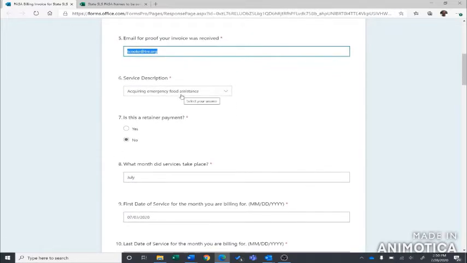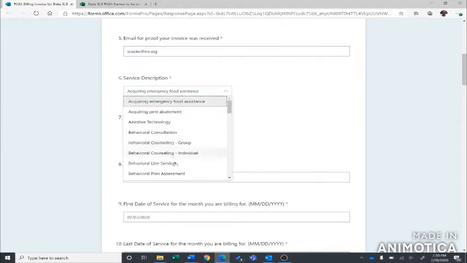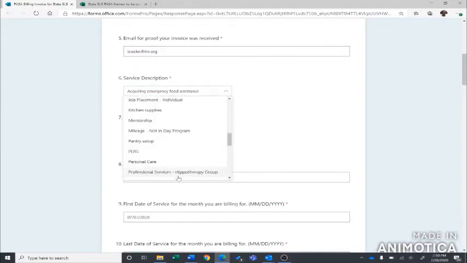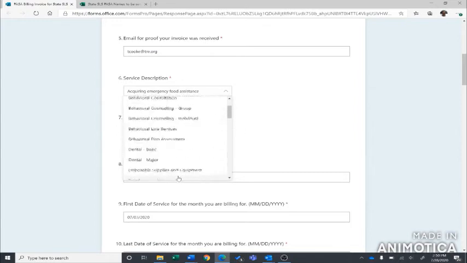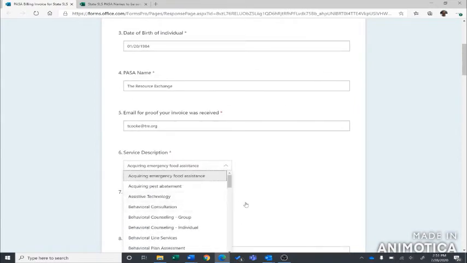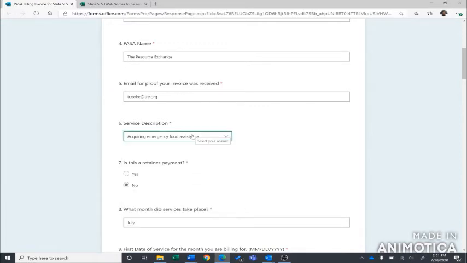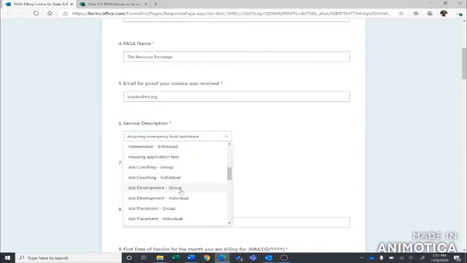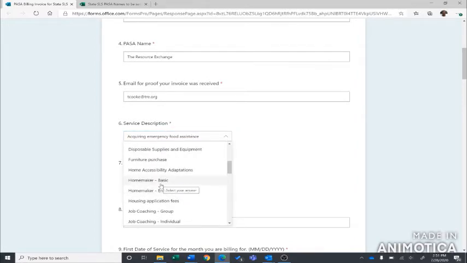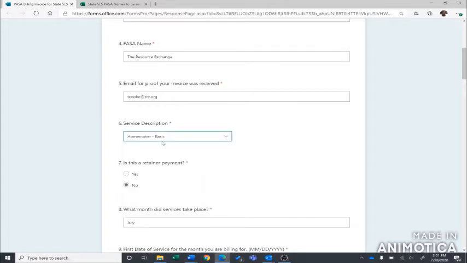Next is the service description, and this one you don't have to worry about spelling or anything like that because it's all a drop down. You can drop it down and scroll through. Unfortunately, it does not work to have a typing search function. So if I wanted to bill Homemaker Basic, I can't type in there and have it pop up with Homemaker. I would need to actually scroll down, find Homemaker Basic, and click on that.